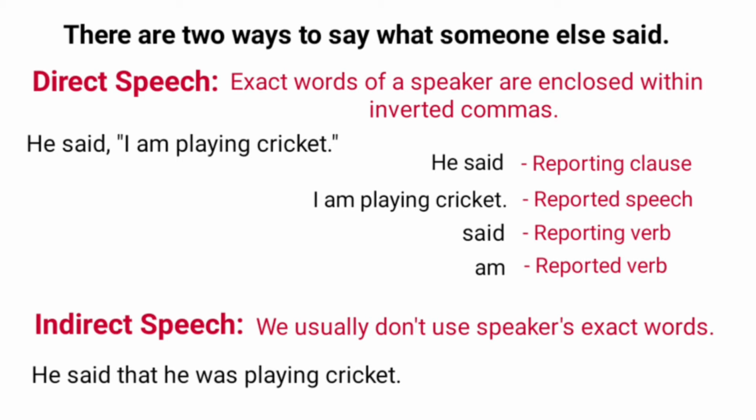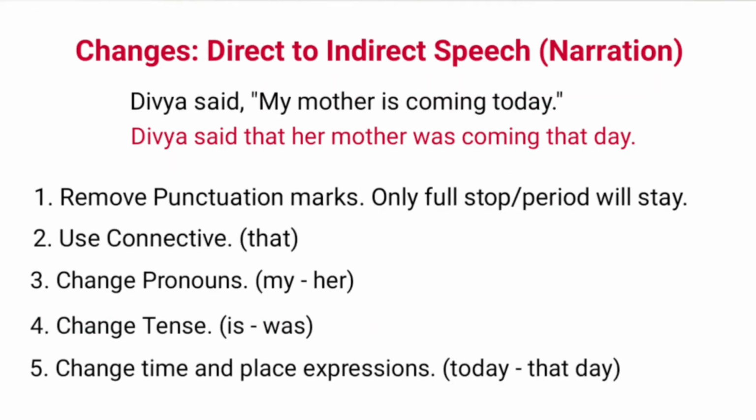Rather, we use another method which is known as indirect speech. By this method, I'll say, he said that he was playing cricket. No inverted commas are used in this method. Let's see the different changes that take place while changing direct to indirect speech. This is also called narration. For this, we'll take an example.